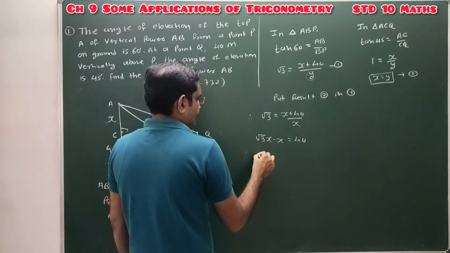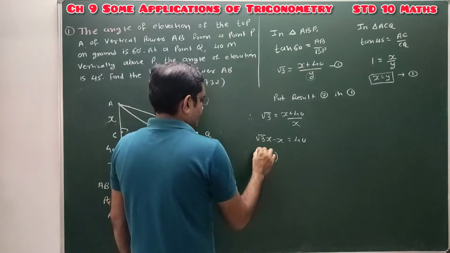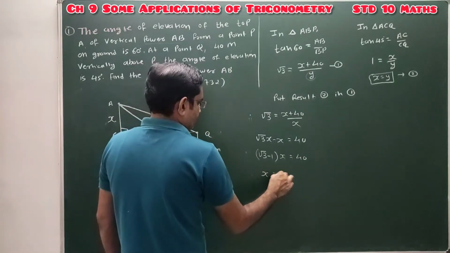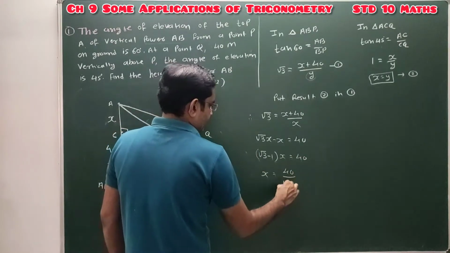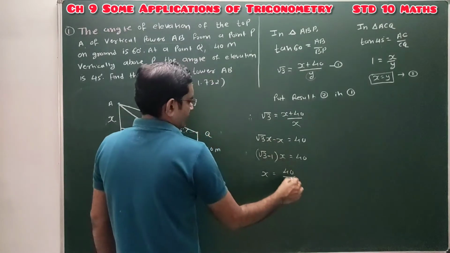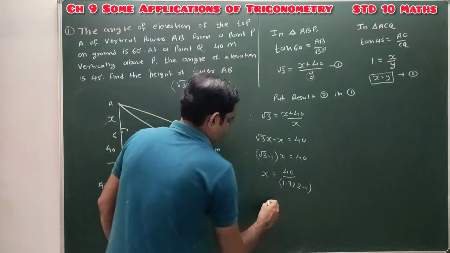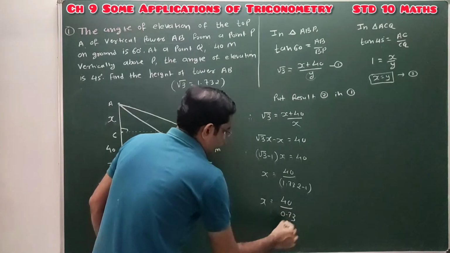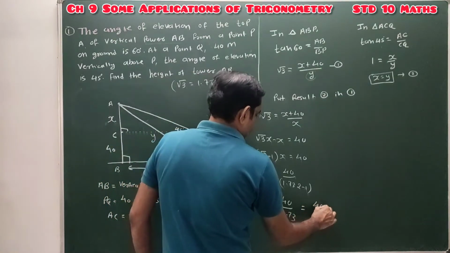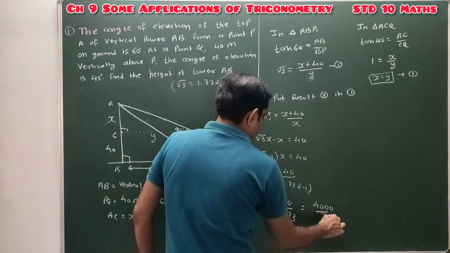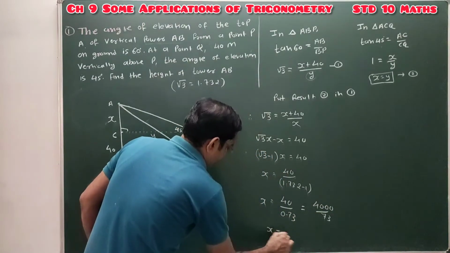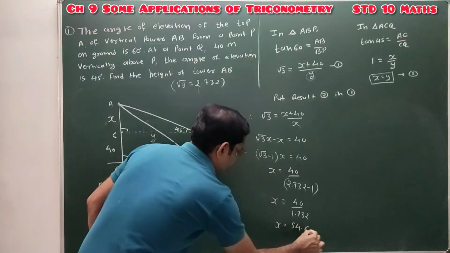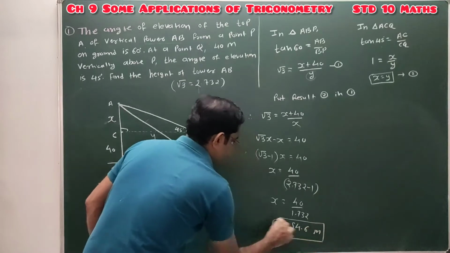So (√3 minus 1) into x equal to 40. So x equal to 40 upon √3 minus 1, that is 1.732 minus 1. So our x is 40 divided by 0.73. So this is equal to 4000 by 73. So our answer is x equal to, you will get x equal to 54.6 something. Done. This is the value of x.